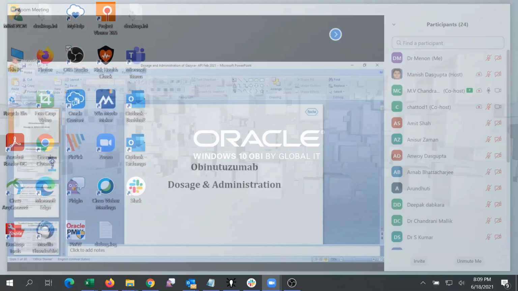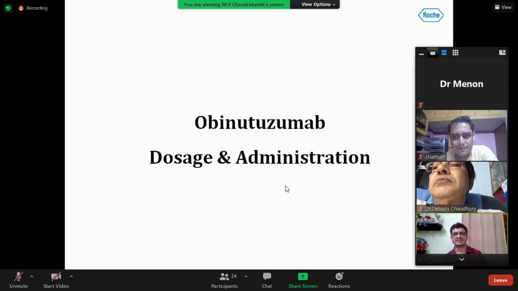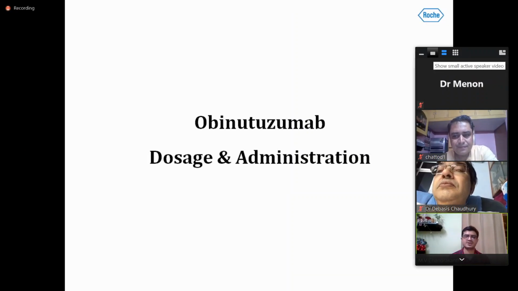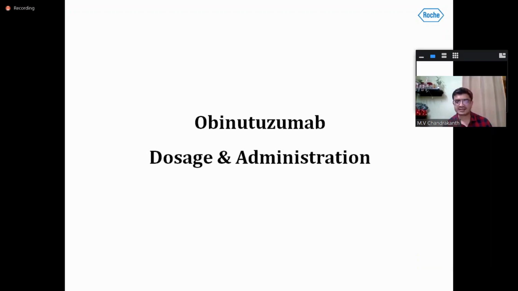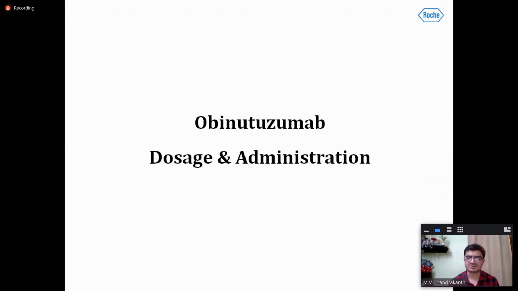I think this is the first time I am having a webinar on one single molecule, and this molecule is rare. I think only a handful of people in the country would have used this molecule, Obinutuzumab. So, knowing that it is rare, where to place this molecule in clinical practice, and is it really required in clinical practice? With all this in the background, let us understand what this molecule Obinutuzumab is all about.